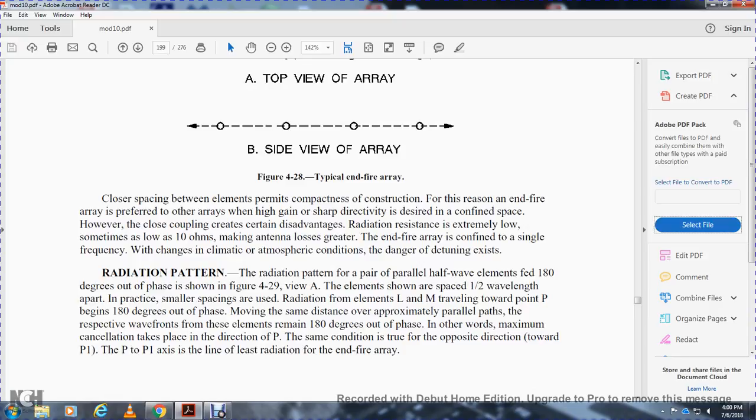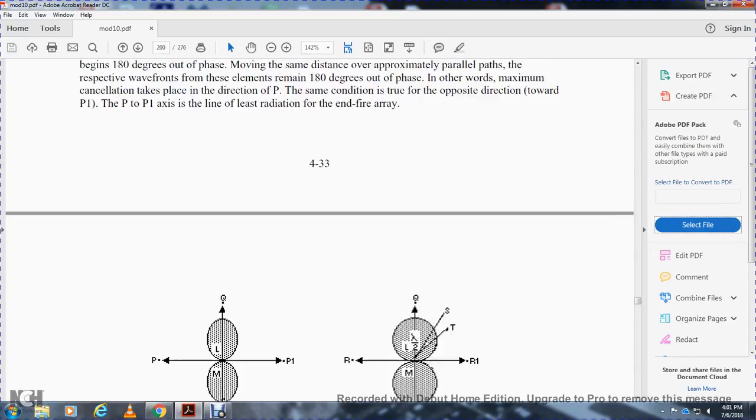Radiation pattern. The radiation pattern of a pair of parallel half-wave elements fed 180 degrees out of phase is shown in figure 4-29 view A, with the elements spaced one half-wavelength apart. In practice, smaller spacings are used. The radiation from elements L and M traveling toward P begins 180 degrees out of phase, and moving the same distance over approximately parallel paths, the respective wave fronts remain 180 degrees out of phase. In other words, maximum cancellation takes place in the direction of P. The same conditions are true in the opposite direction, toward P1, along the PP1 axis, the line with the least radiation from the end-fire array.